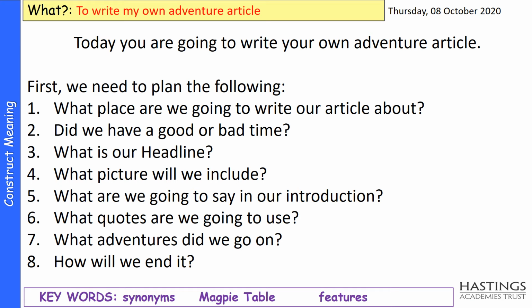So try and do this about somewhere that you've been yourself, so that we can stick to the non-fiction. You could do it perhaps about a day out in maybe an amusement park, somewhere like Thorpe Park, or maybe a school trip that you've been on before. Or even if you can't really think of anywhere, you could write it as someone who's maybe been to Hastings Beach or Hastings Town, if that's easier for you. So pause the video now to give yourself some time to plan out what you're going to do for your adventure article. So think about these 8 questions and then come back when you're ready with an idea.